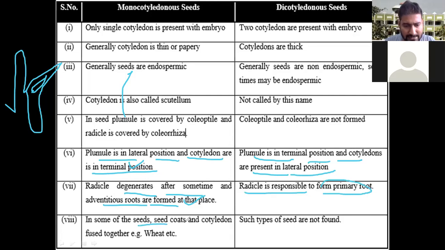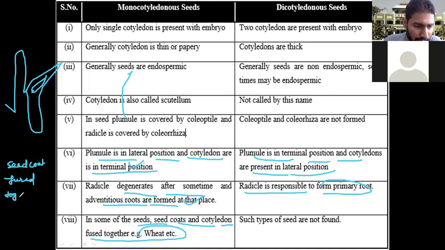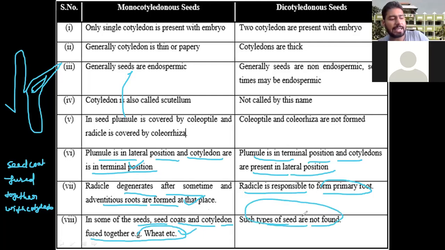In some seeds, the seed coat and cotyledons are fused together, that is wheat. In wheat, you have to see the seed coat fused together with the cotyledon. It is found only in wheat. Such a type of seed is not found where the pericarp, meaning ovary wall, and the seed coat, testa and tegmen, are not going to fuse. So this is the difference between monocot and dicot seed.